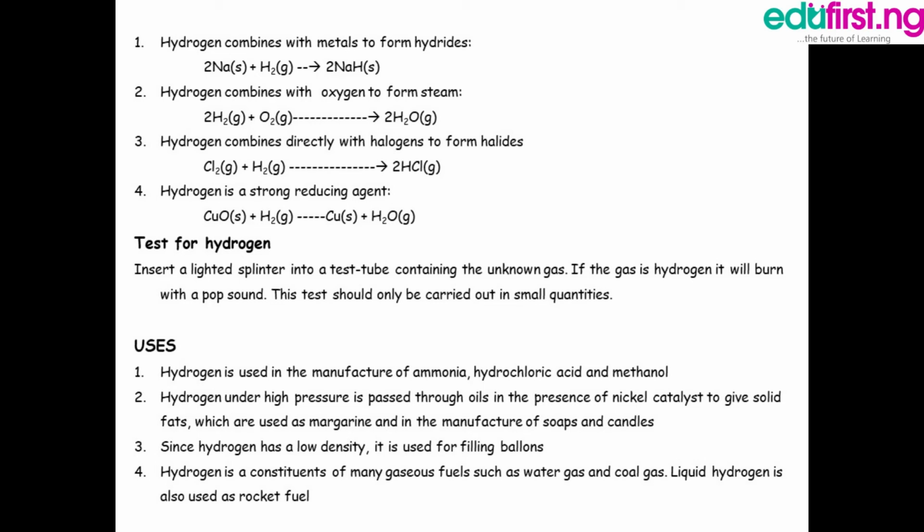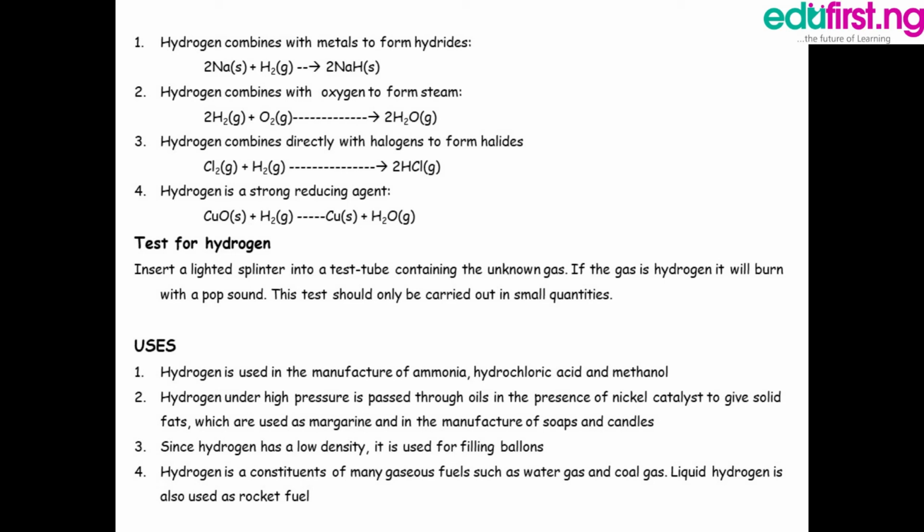To test for hydrogen, if I have an unknown substance in a test tube in a lab, how do I know the gas that is inside? That's why we have to test for hydrogen. What you do is insert a lighted splinter into a test tube containing the unknown gas. If the gas burns with a pale blue flame with a pop sound, that means it is hydrogen. Moreover, this experiment should be carried out only in small quantities.